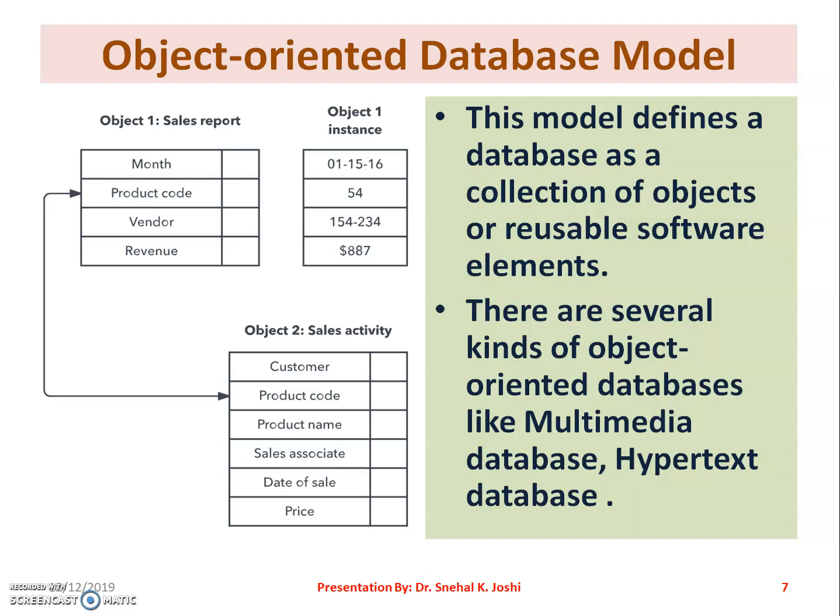The next one is the object-oriented database model. This model defines a database as a collection of objects or reusable software elements. There are several kinds of object-oriented databases. One example is the multimedia database. It incorporates media such as images that could not be stored in a relational database. Another example is the hypertext database, which allows any object to link to any other object. But the limitation is that it is not ideal for numerical analysis. The object-oriented database model is the best known post-relational database model. It incorporates tables, but it is not limited to tables. Such models are also known as hybrid database models.